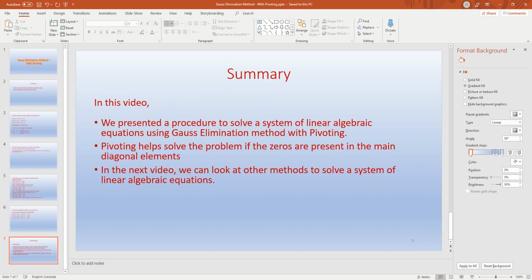So, in summary, we presented in this video a procedure to solve a system of linear algebraic equations using Gauss elimination method with pivoting procedure. As we noticed, pivoting helps to solve the problem if zeros are present in the main diagonal elements. In the next video, we can look at other methods to solve a system of linear algebraic equations.